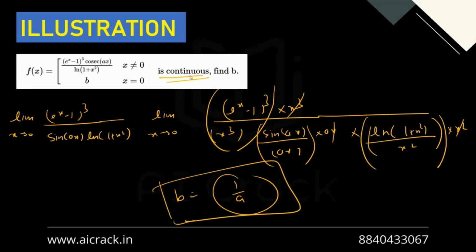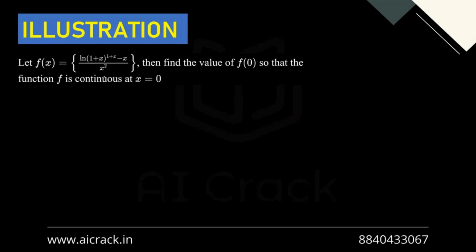Ultimately, continuity equations are nothing but one step after limits. Eventually you have to calculate limits only. Now let's move forward with one more example. Let f(x) equals ln of (1 plus x) raised power (1 plus x) minus x divided by x square. Then find the value of f(0) so that the function f is continuous at x equals 0.